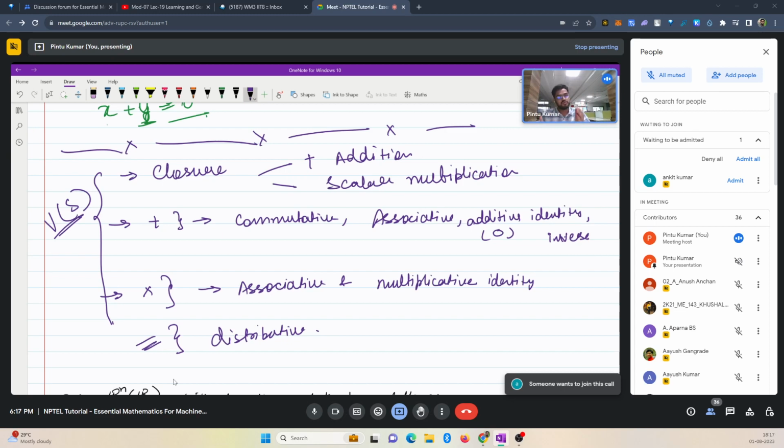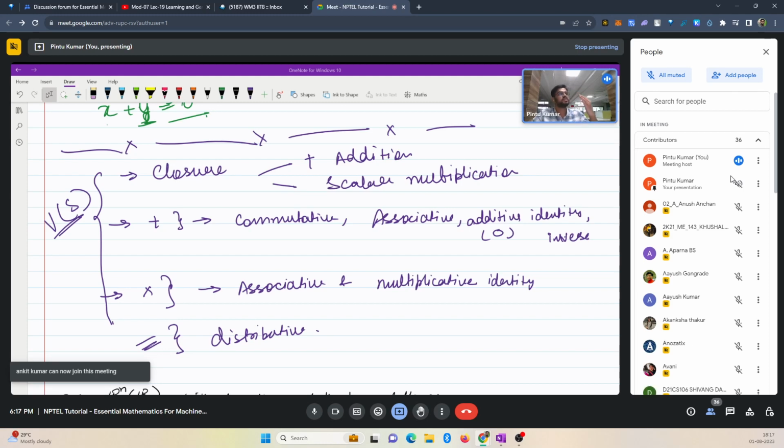Now, why do we need these kind of tedious definitions? Because if we impose these kind of conditions, then we have further results, which when we apply, make our life simpler when we are solving higher order problems. Let me give you an example. Let's say you are working on some problem where you are working with polynomials.